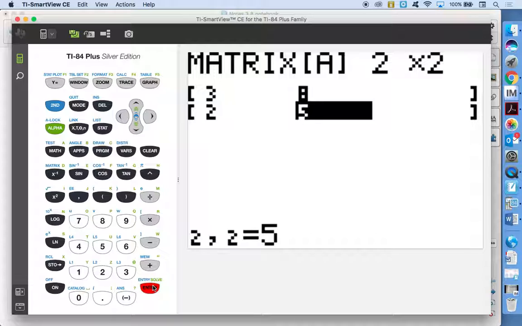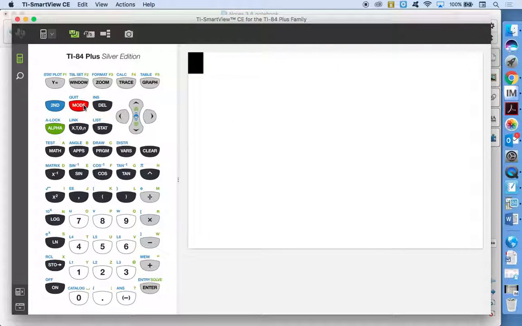Alright, so I'm going to hit second quit. Whenever you do second quit, that takes you back to your blank calculator screen.